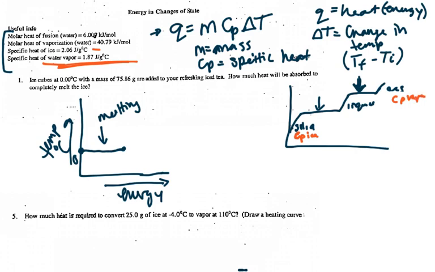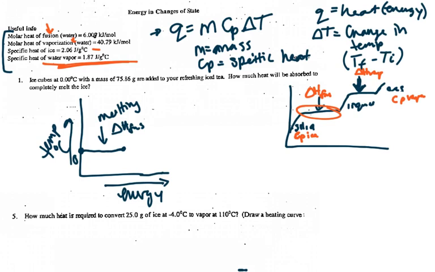And then going from solid to liquid is fusion. So this is my molar heat of fusion. And then vaporization is here. So this is my molar heat of vaporization. So this is the part that I'm completing over here. So I'm going to use my molar heat of fusion here.